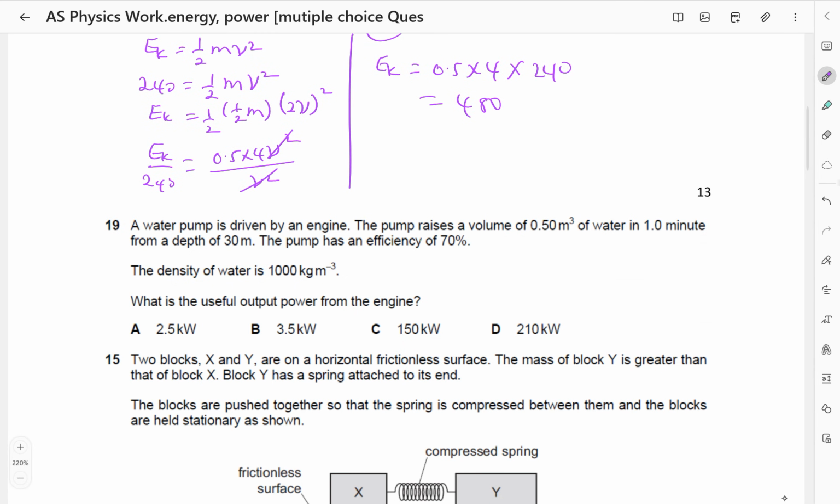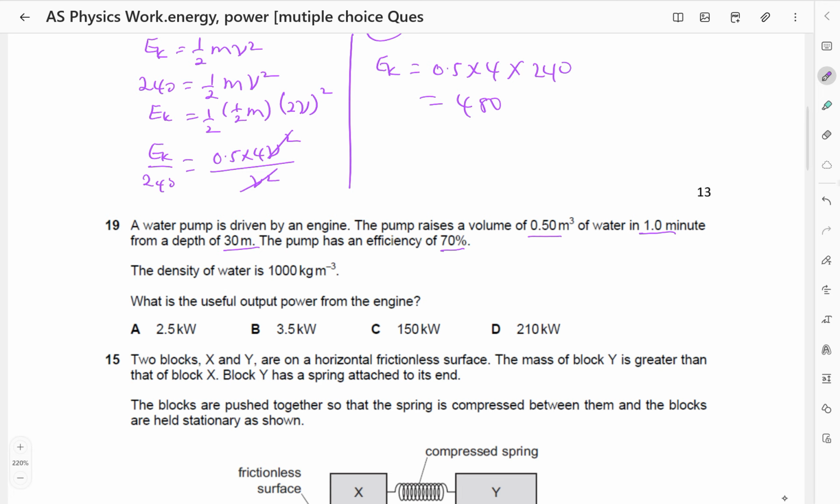So a water pump is driven by an engine. The pump raises a volume of 0.5 meters cubed of water in 1 minute. So time is 1 minute. The volume is 0.5 meters cubed from a depth of 30 meters. The pump has an efficiency of 70%.